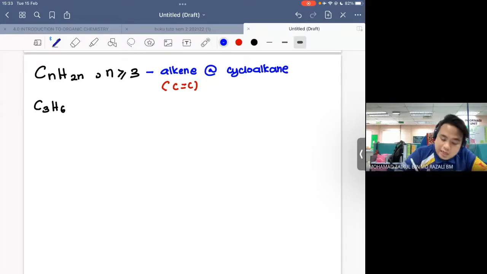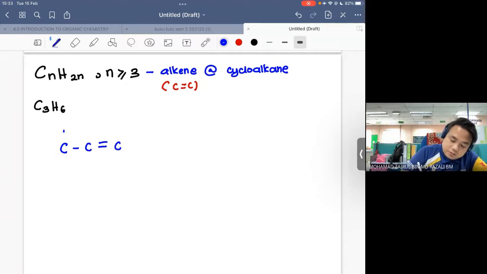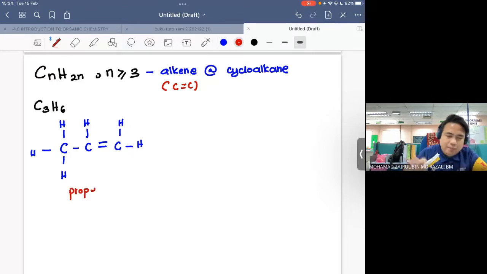Kita try draw alkene with 3 carbon. Disebabkan dia adalah alkene, dia mesti ada at least one carbon-carbon double bond. So CH3. So dah cukup 4, ingat carbon mesti ada 4 bond. So CH. Okay, this one we call it as a propene. Tak apa, naming ni jangan risau. Naming ni kita akan belajar next week. Okay, CnH2n dia boleh juga jadi cycloalkane.